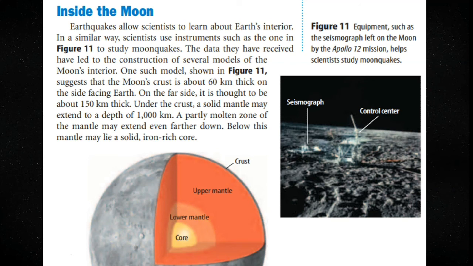Under the crust, a solid mantle may extend to a depth of 1,000 kilometers. A partly molten zone of the mantle may extend even further down. Below this mantle may lie a solid, iron-rich core.